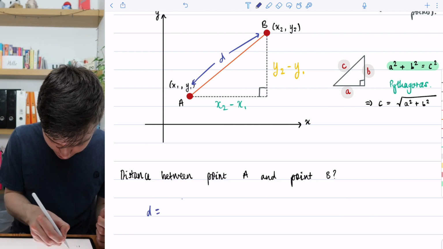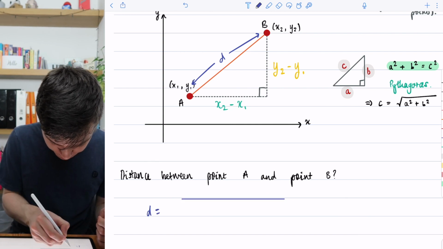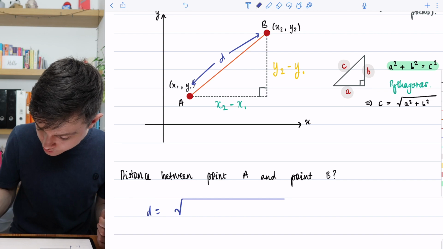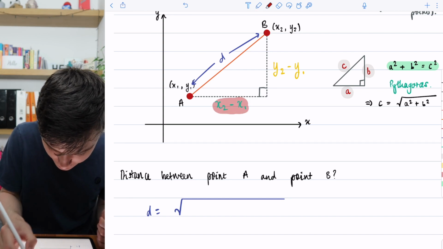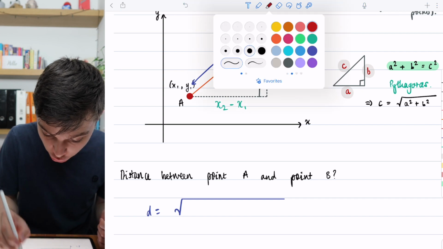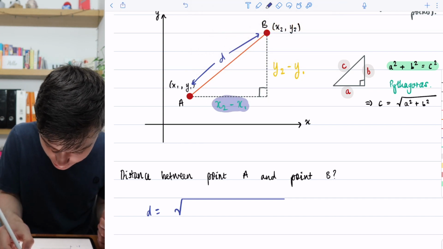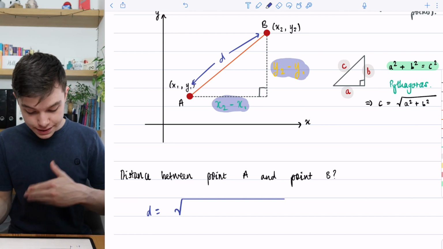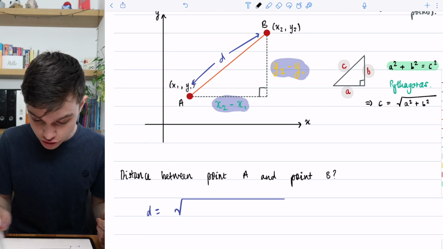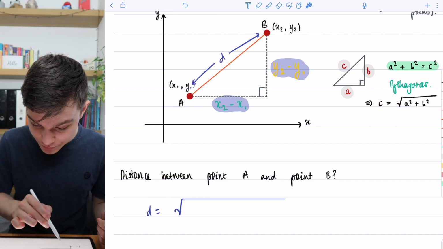D is going to be the square root of these two sides. I'll do it in blue. That side and that side squared, added together and square rooted, just like we had A and B here.